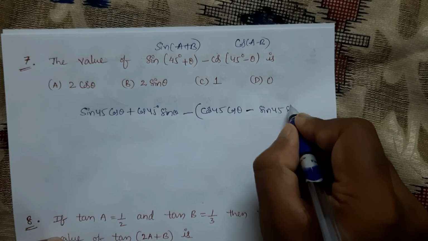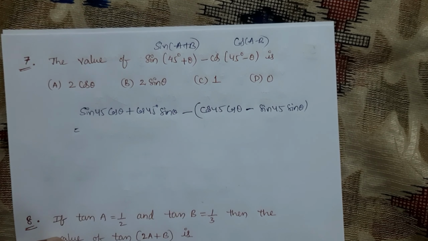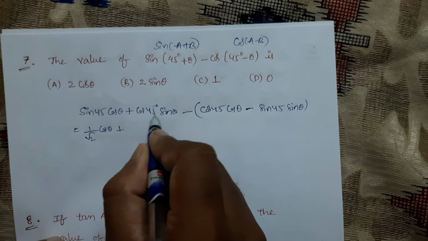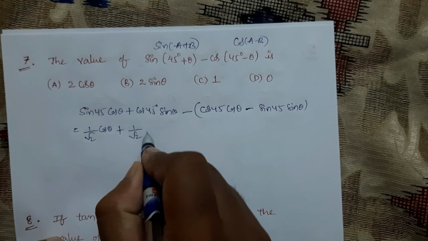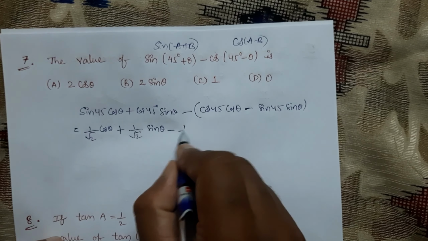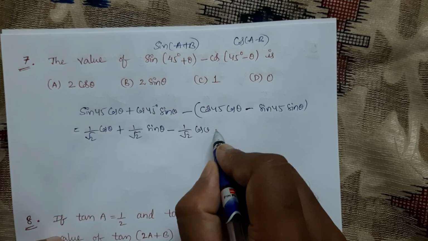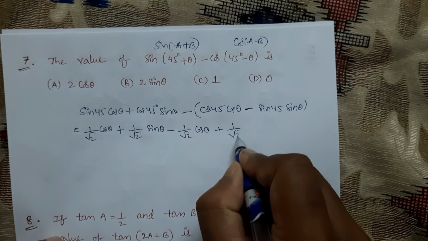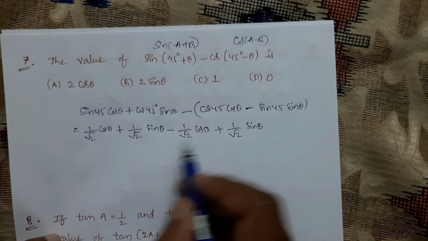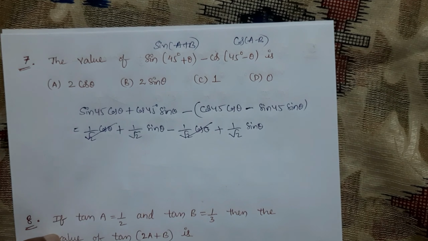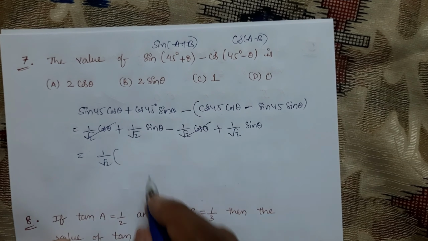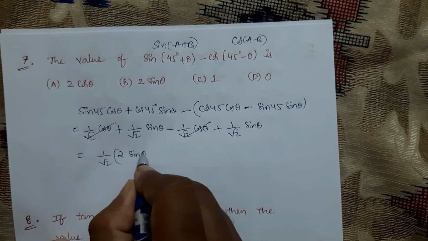Okay, if we simplify, sin 45 is nothing but 1 by root 2 cos theta plus cos 45 is nothing but again 1 by root 2 sin theta, minus cos 45 is 1 by root 2 cos theta, minus into minus plus, this is again 1 by root 2 sin theta. Okay, minus into minus plus. Now 1 by root 2 cos theta, 1 by root 2 cos theta, it will be cancelled. So if you take 1 by root 2 common, sin theta plus sin theta will get 2 sin theta.